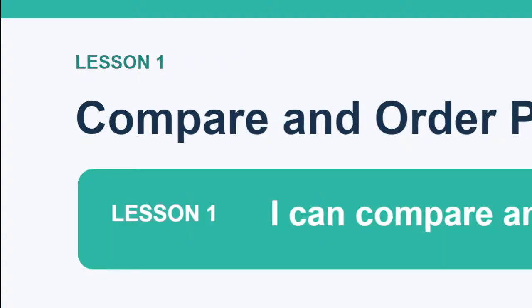Next one, this is lesson one: compare and order positive rational numbers. I can compare and order positive rational numbers. Which is greater, 0.6 or 5 over 8? Strategies: use a common form, use benchmarks such as 0, half, and 1, use a number line, and check.